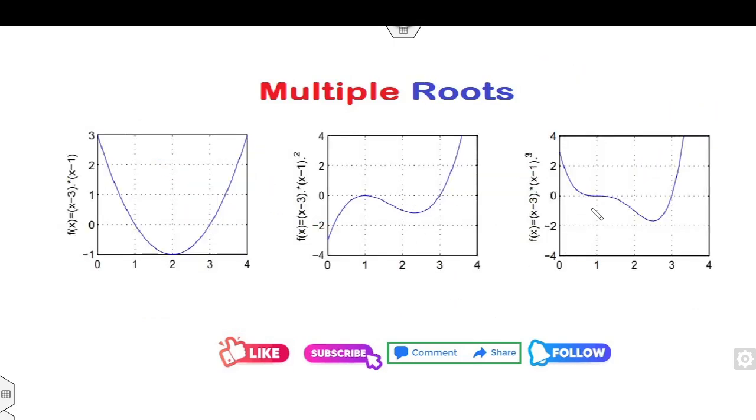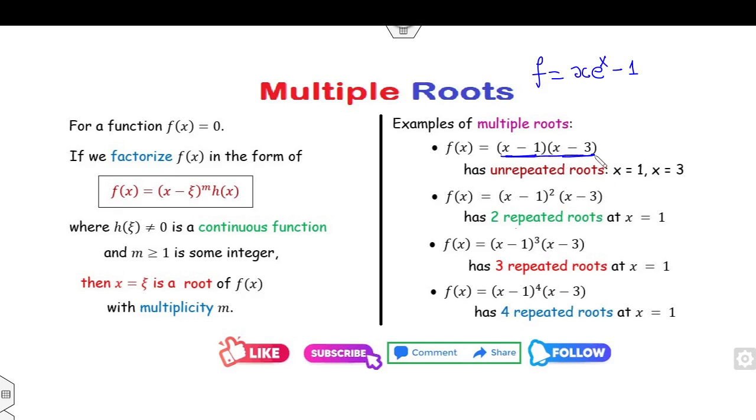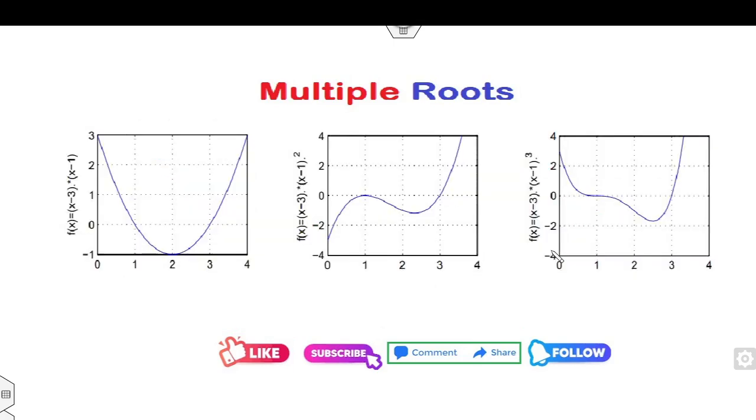Now graphically, what is the meaning of that? If I draw the graph of x minus 1 into x minus 3, or the square, or the cubic, you can see these are the graphical representations. Clearly, x equal to 1 is a single root, or I call it a simple root. In this case, x equal to 1 is a double root, and here x equal to 1 is a triple root.